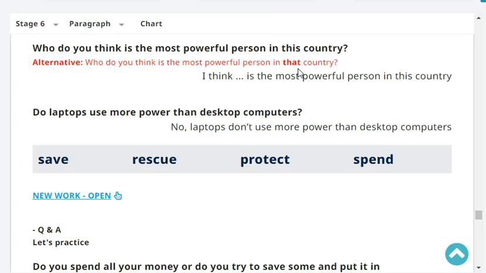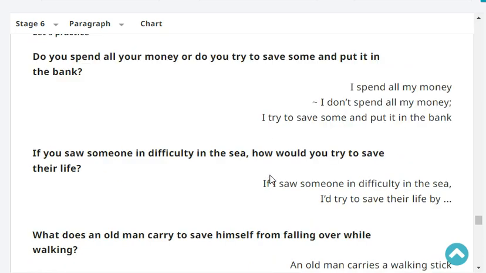Do laptops use more power than desktop computers? No, laptops don't use more power than desktop computers. Very good. Do you spend all your money or do you try to save some and put it in the bank? I don't spend all my money. I try to save some and put it in the bank.